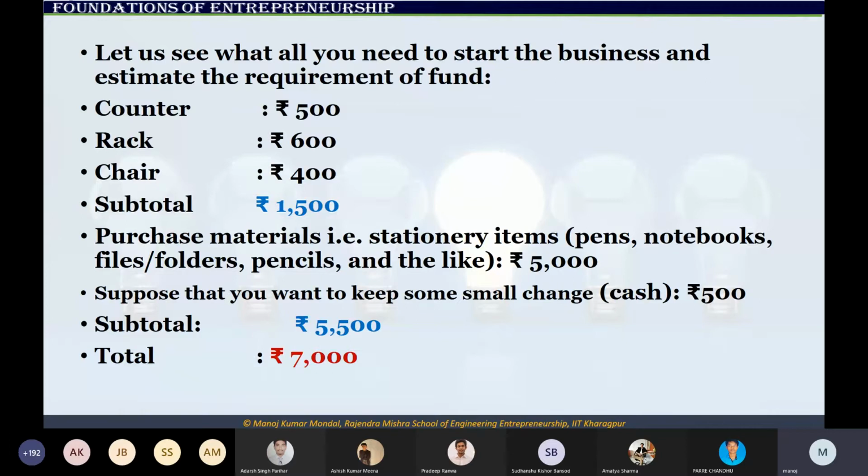Okay, so that is the total money you need to start a pen manufacturing factory. And for a stationery shop in a hostel, you need 7,000 rupees. This is called a project cost. This is called the project cost for starting a stationery shop, where you will be maintaining 5,000 rupees worth of stock and 500 rupees worth of cash and some infrastructure, for which you need 7,000 rupees.